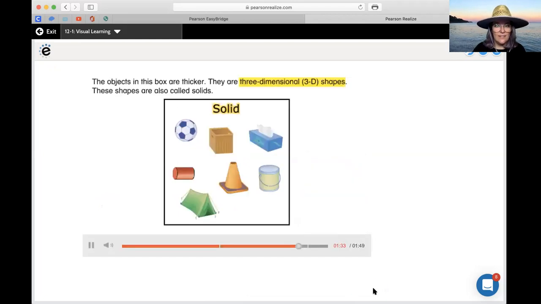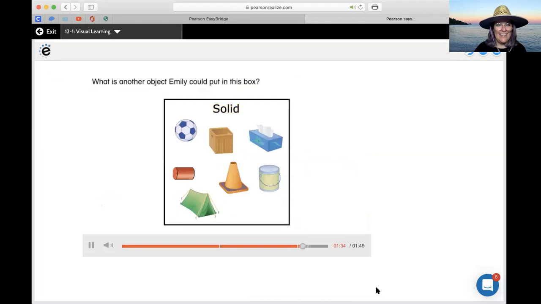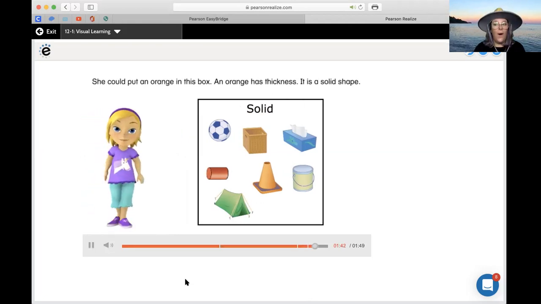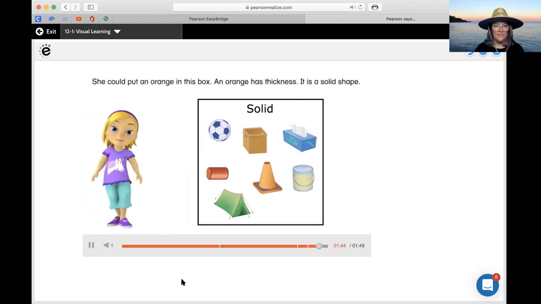Let's see. We did. What is another object Emily could put in this box? What do you think could be another object she could put in that box? Maybe an ice cream cone. Let's see what they put in the box. She could put an orange in this box. An orange has thickness. It is a solid shape. That's right.